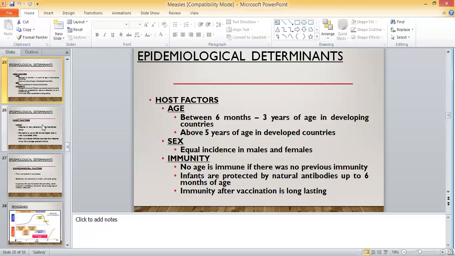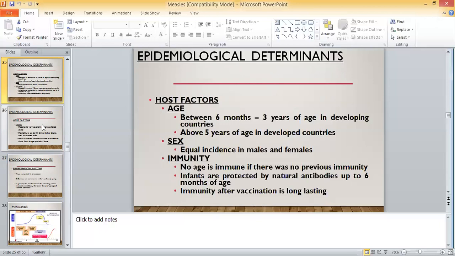So in host factors, it mostly occurs from 6 months to 3 years in developing countries, and above 5 years in developed countries, because in developing countries the immunity of children is low. It occurs equally in males and females. A person is immune if there was previous exposure to the disease.